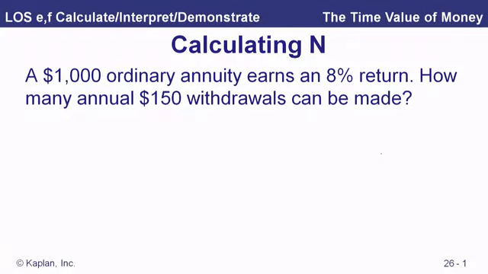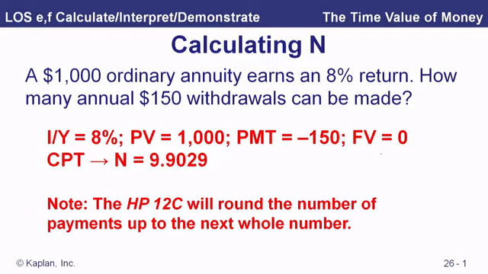Let's look at one more example on calculating N here. A $1,000 ordinary annuity earns an 8% return. How many annual $150 withdrawals can be made? So let's look at our input numbers here. We've got a present value. It's a $1,000 annuity. We're going to buy it today. And the question becomes, we're promised $150 payments. How many are we going to receive if the interest rate is 8%?